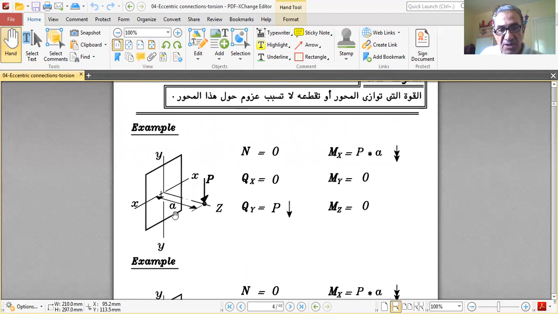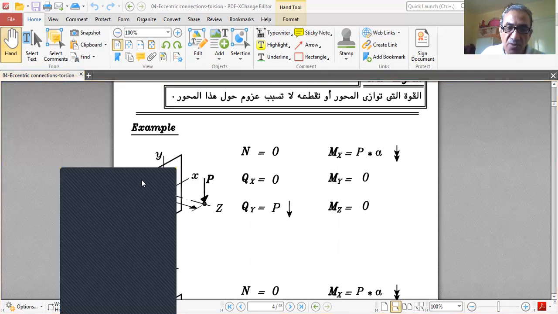Example: we have this section with x and y axes, where P acts at a distance A in the Z direction. What are the straining actions for this section? Normal force is zero, Qx is zero, Qy equals minus P, or P down, Mx equals PA in this direction, clockwise, My is zero, Mz is zero. Because it cuts Z, it doesn't cause moment about Z; if it were at a distance from Z in the X direction, then it would cause torsion. And it is parallel to Y, so it doesn't cause moment about Y either.